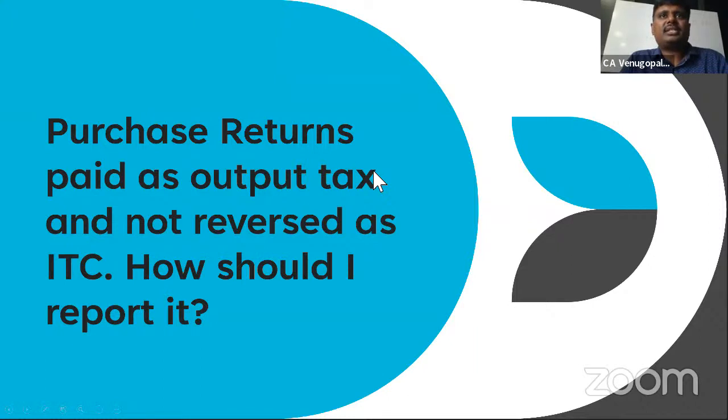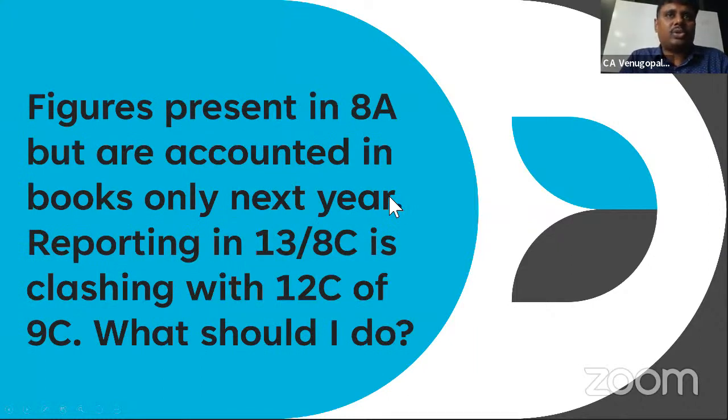there are certain figures present in 8A, but accounted in the books only next year. How do I report it in 13 and 8C? It is clashing with the 12C of 9C. Now, in 2A, please note, line item is there. I have availed, answer is no. I will report it under 8C. And I will also report it under 13.